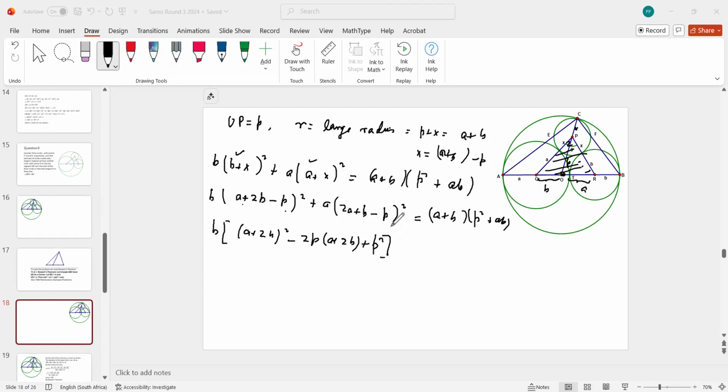Now, this other term is similar, plus A into, now I'm going to square this thing here, but regarding this as a single term, 2A plus B. So you get 2A plus B all squared minus 2P into 2A plus B. That's a middle term, minus 2 times this plus P squared. Is equal to A plus B into P squared plus AB.